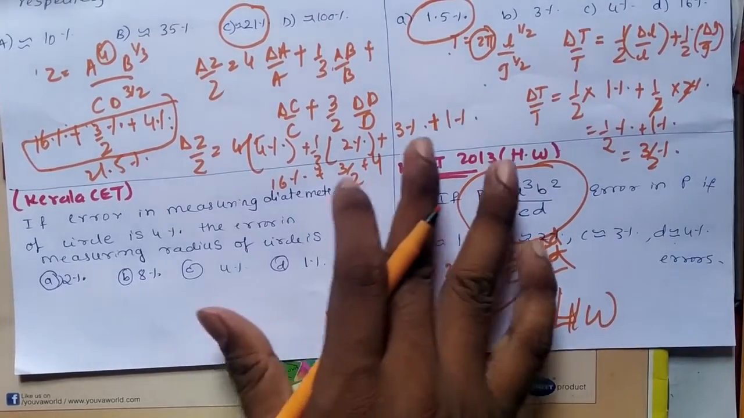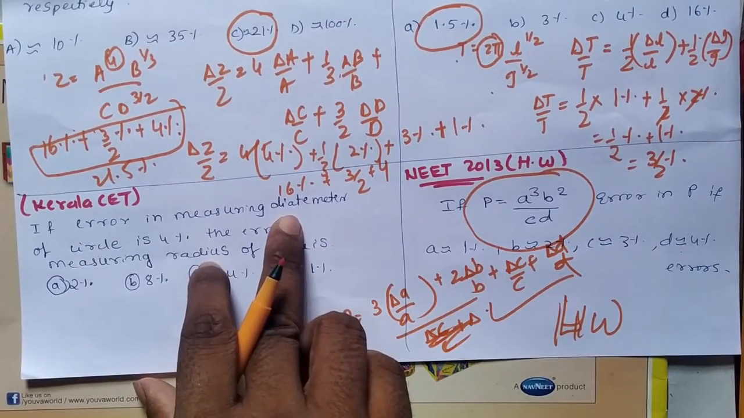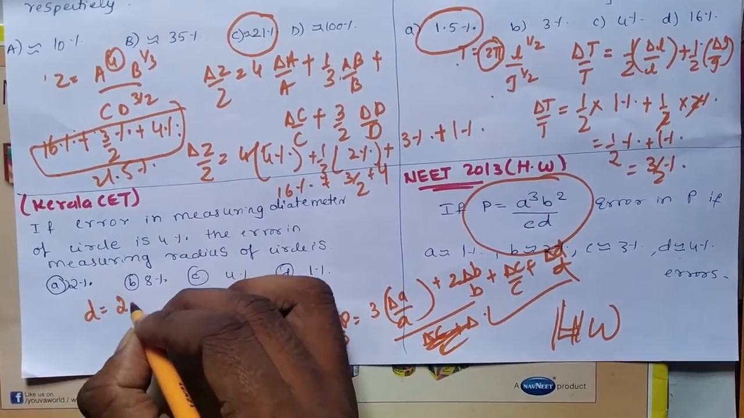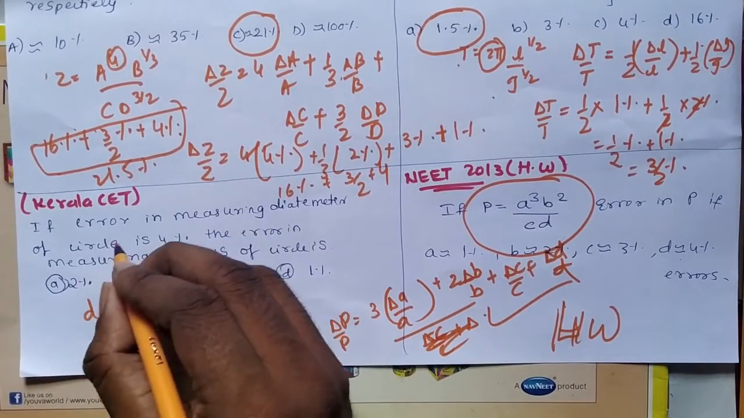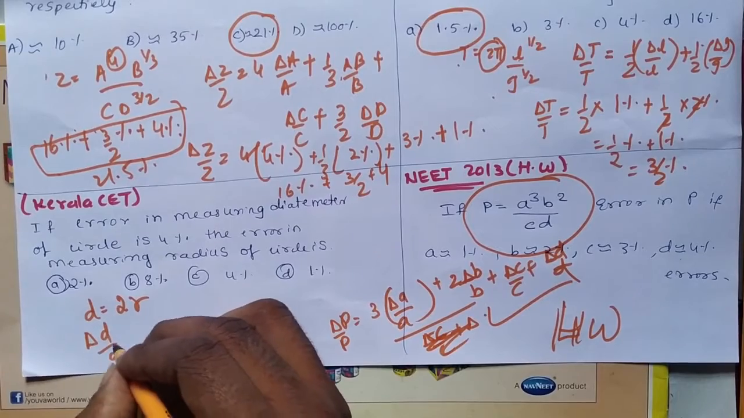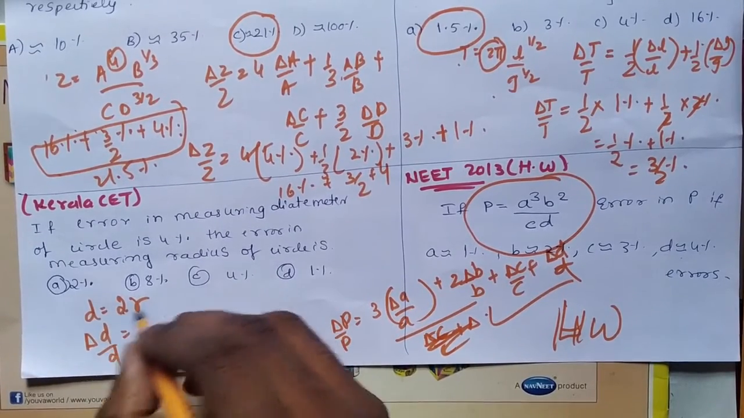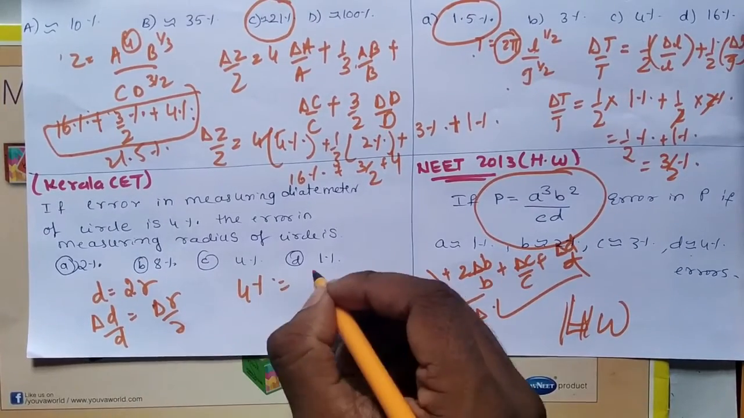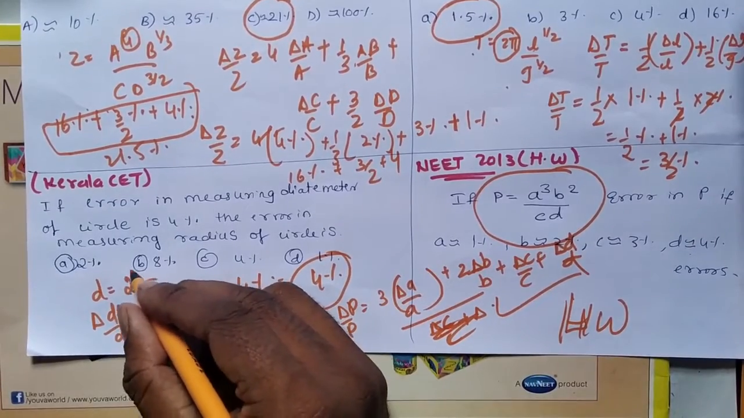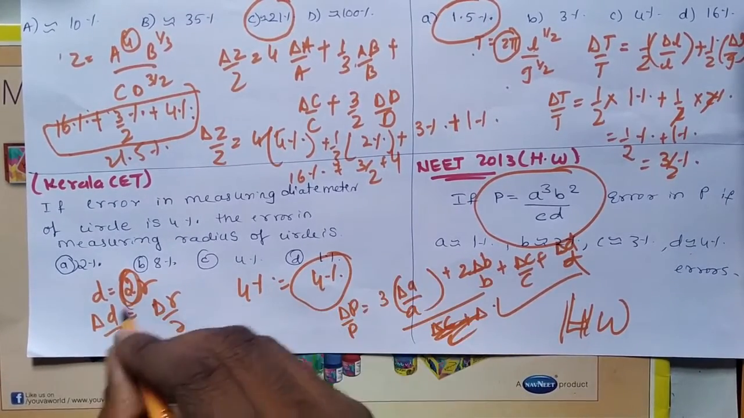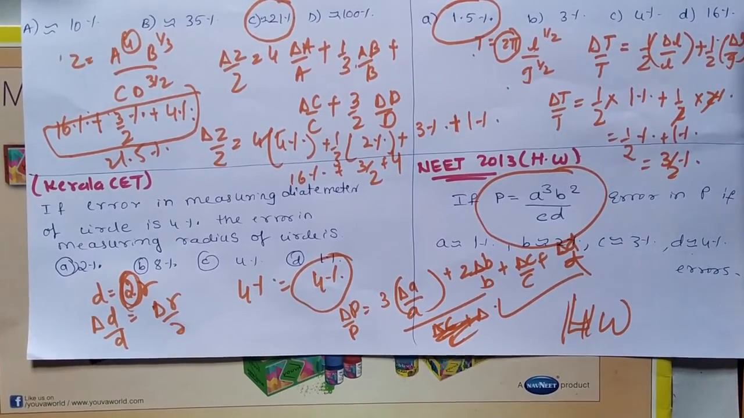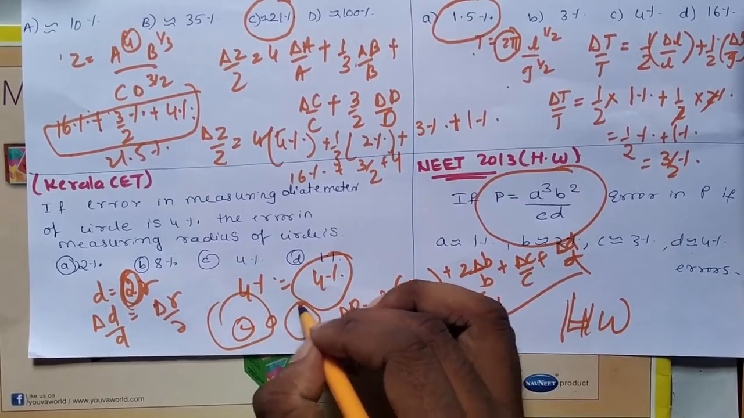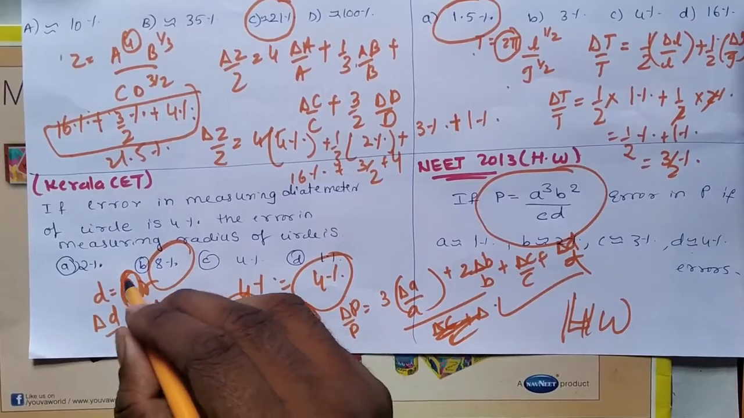Next, if the error in the diameter of a circle is 4%, diameter will be 2 times radius. Diameter error in a circle will be delta D by D equals delta R by R, since the 2 is a constant I am avoiding. If delta D by D is 4%, then delta R by R should also be 4%. Don't make a mistake, it is not 8%, because however much the diameter increases, that much only the radius increases. If diameter is small, radius is small; if diameter is large, radius is also large.